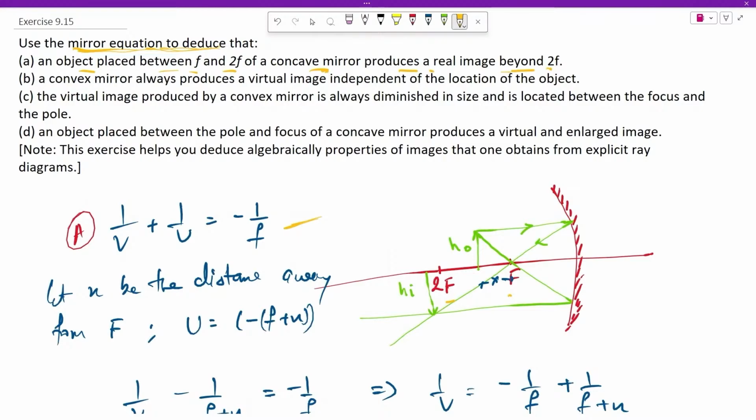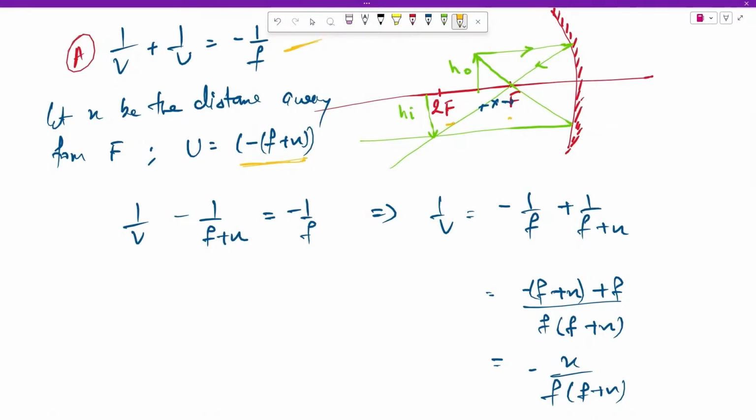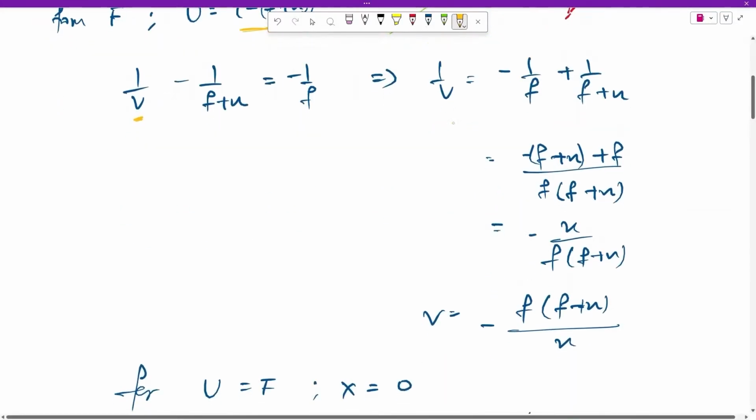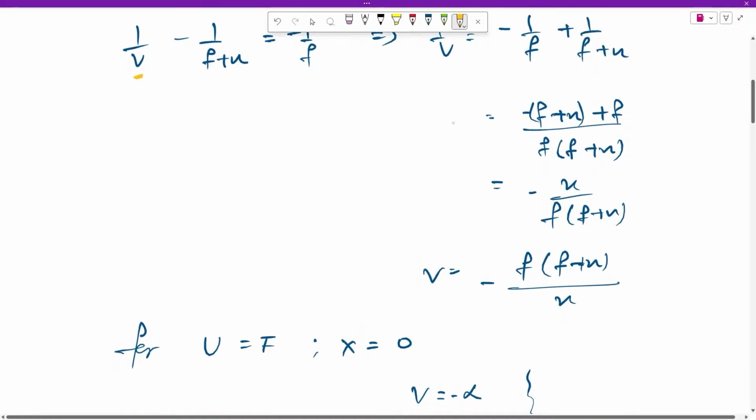That makes u, the object distance from the pole of the mirror, equal to f plus x. Now using the sign convention, u can be substituted as minus of f plus x. So using this value in the mirror equation, we will get 1 by v, that is the image distance, minus 1 by (f plus x), equal to minus 1 by f. Here minus is because for the concave mirror, its focal length using sign convention is taken negative. So 1 by v would be equal to minus 1 by f plus 1 by (f plus x). Now simplifying this, we will get the value of v as minus of f multiplied by (f plus x) by x.